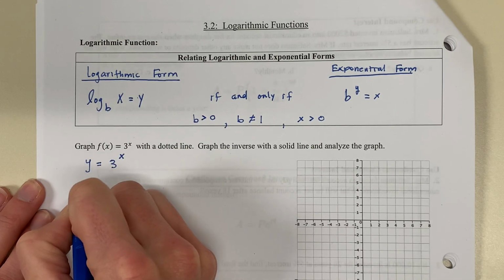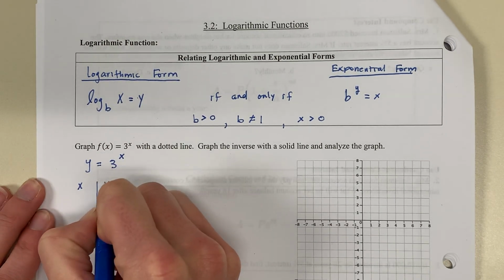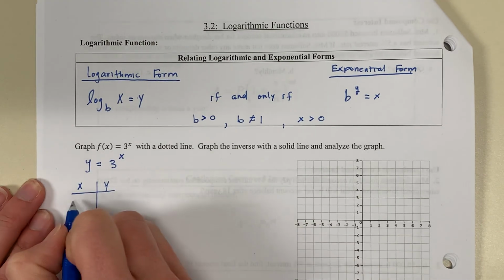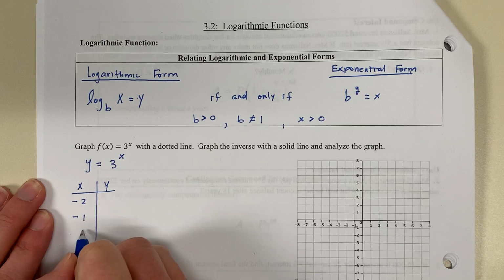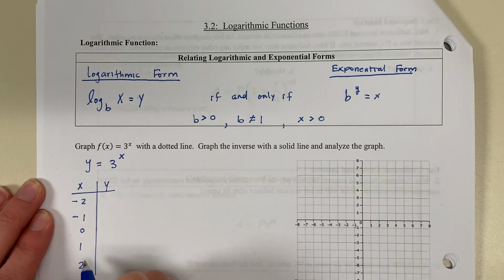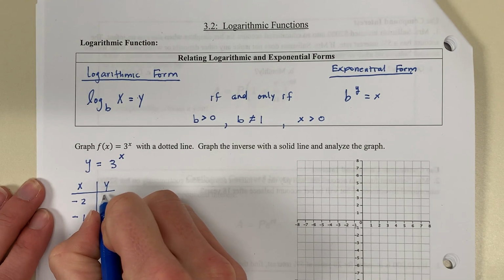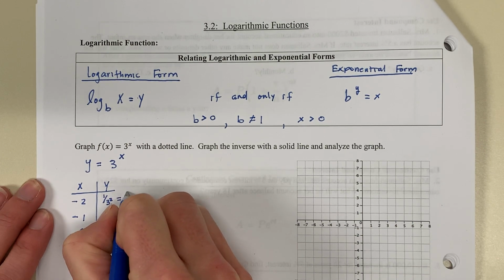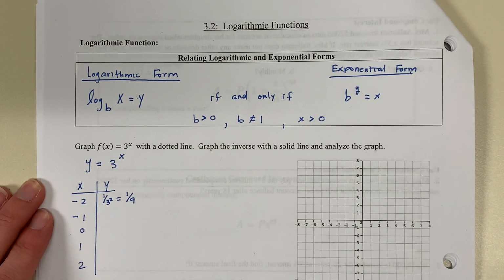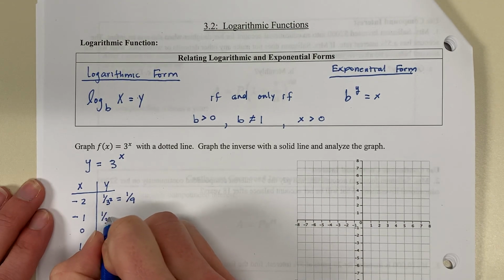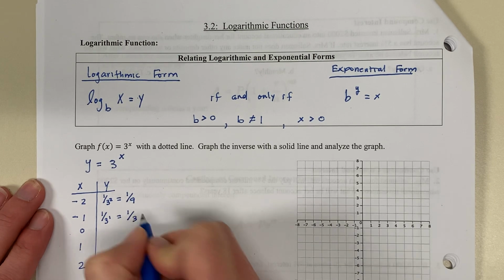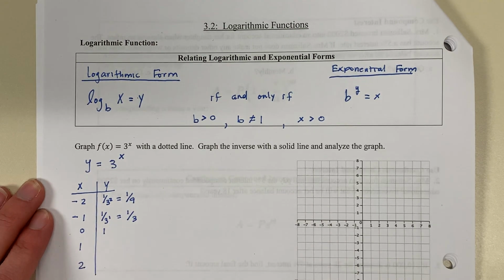I'm going to make a table of values, and I'm going to choose values for x, like -2, -1, 0, 1, and 2. I'm going to plug those into the exponential function. So 3 to the negative second power is 1 divided by 3 to the positive second power, which is 1/9. 3 to the negative first power is 1 over 3 to the first power, which is 1/3. 3 to the 0 power is 1. 3 to the first power is 3. And 3 to the second power is 9.